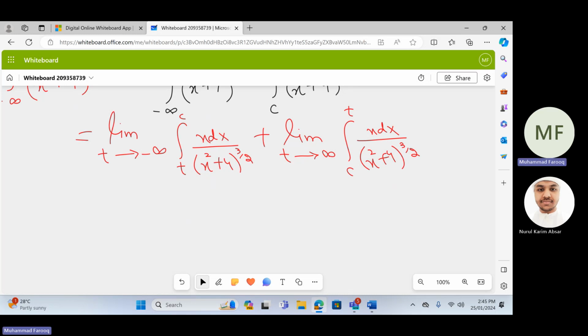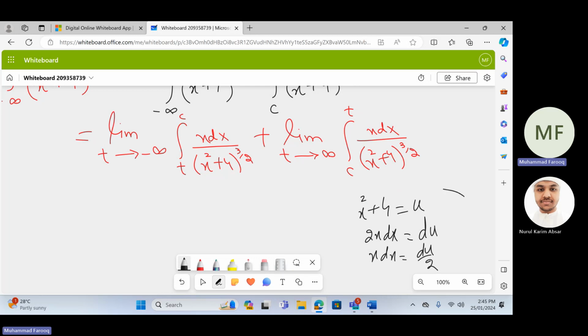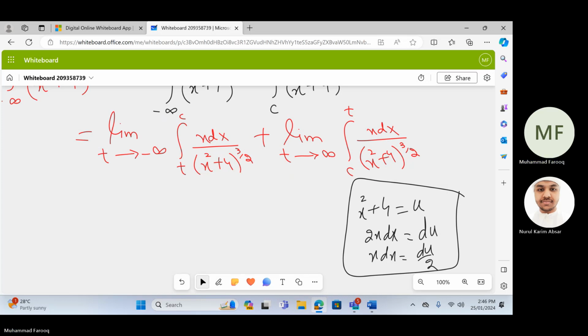How do we integrate this part? Use substitution: let x squared plus 4 be u. You are right. So let x squared plus 4 be u. We have 2x dx equal to du. I don't have 2x in my question, so x dx is equal to du divided by 2. So this is our substitution part, please.